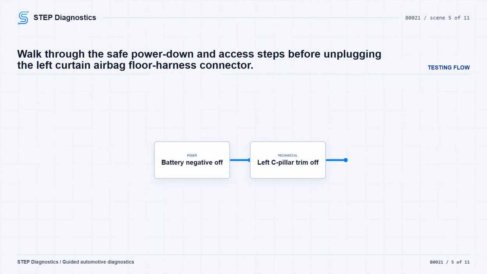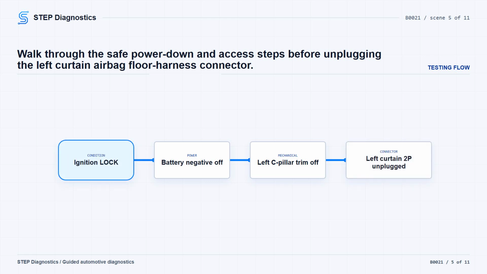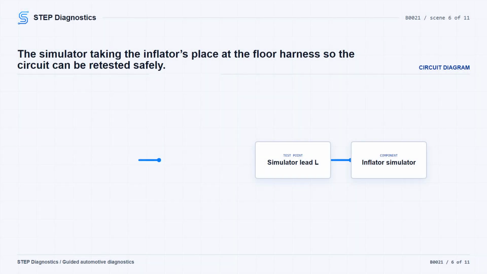Next, isolate the inflator from the circuit. Turn the ignition switch to LOCK (0). Disconnect the negative cable from the battery, then wait at least 3 minutes. Remove the left side C-pillar trim and disconnect the left side curtain airbag inflator 2P connector on the floor wire harness. Connect the terminals of SRS simulator lead L to the SRS inflator simulator using the 2 Ω connectors. Then connect simulator lead L to that left side curtain airbag inflator 2P connector on the floor wire harness.